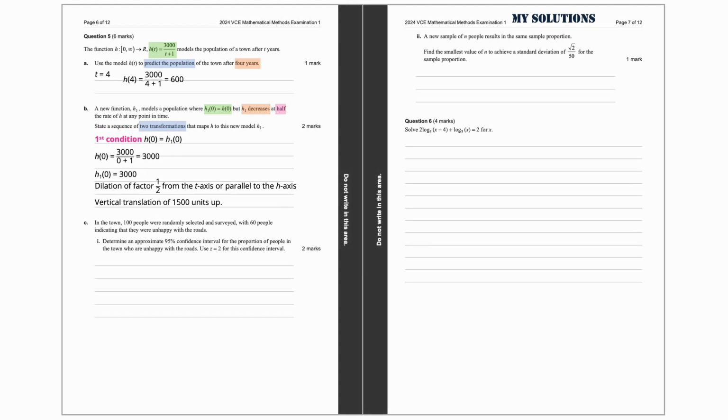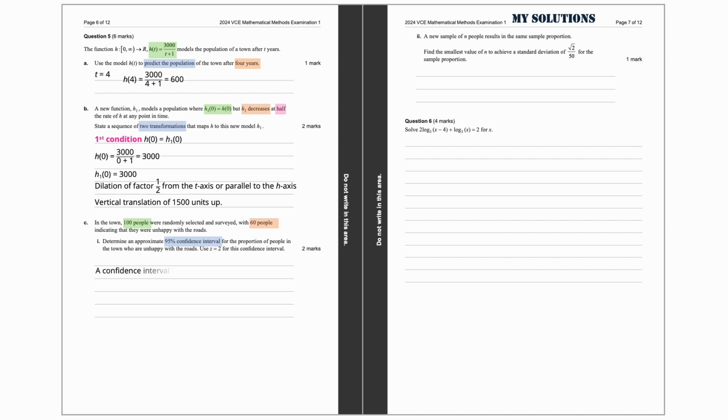Part C. In the town, 100 people were randomly selected and surveyed, with 60 people indicating that they were unhappy with the roads. Part I. Determine an approximate 95% confidence interval for the proportion of people in the town who are unhappy with the roads. Use Z equals 2 for this confidence interval.